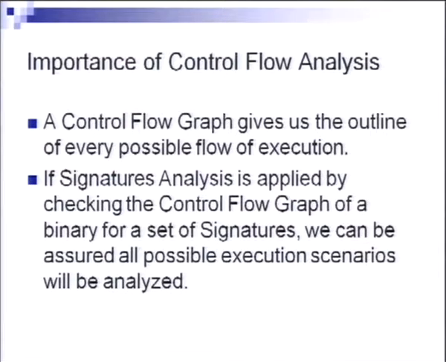If you can apply a signature by checking the control flow graph, you can assure that you check every single possible way that code is going to be executed. Now you could have dead code that doesn't get linked, that doesn't get run, but if that's the case, it's not going to matter anyways. But this gives you every single possible way that could happen.